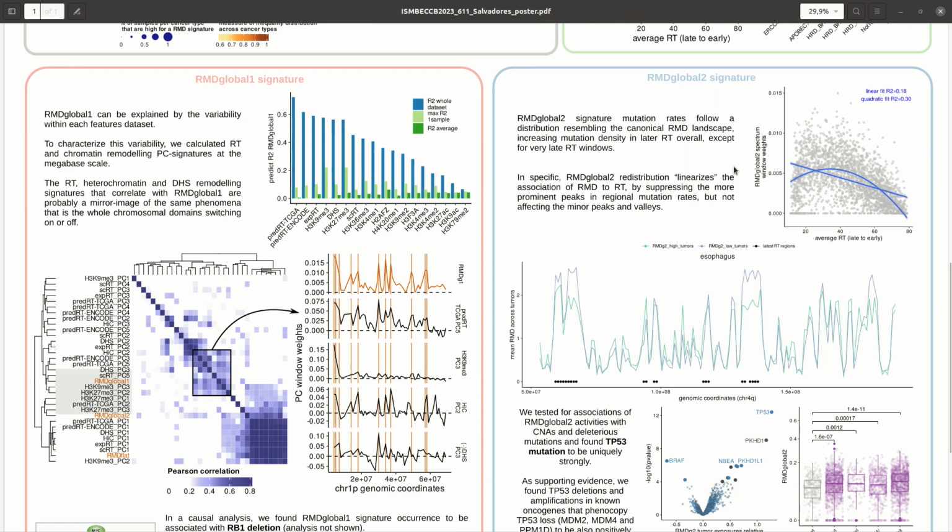For RMD Global 2, what we observe is that the mutation rates follow a distribution that resembles the canonical RMD landscape, so increasing mutation density in later replicating regions overall, except that we see a drop of mutations in very late replicating windows. Specifically, this RMD Global 2 redistribution kind of linearizes the association of RMD to replication time by suppressing the more prominent peaks in regional mutation rates, but not affecting the minor peaks.